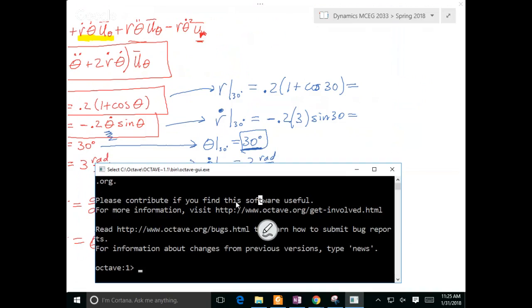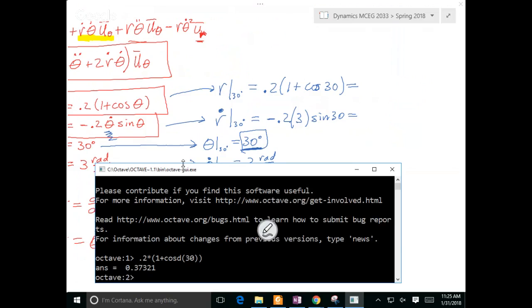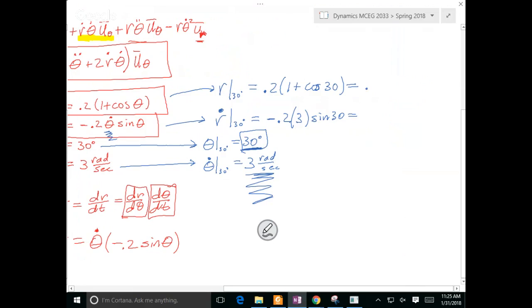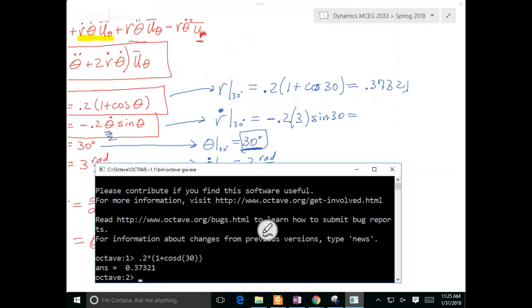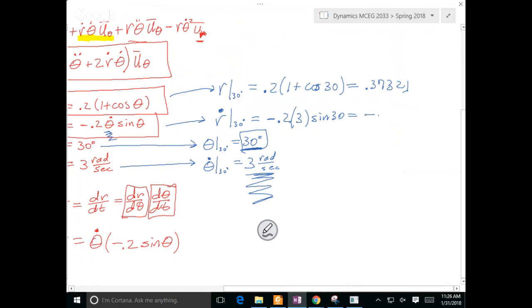So if I go with the R, 0.2 times, and then I've got to do parentheses 1 plus cosine degree of 30 in brackets, which should get me 0.37321. The other one: minus 0.2 times 3 times the sine, sine degree 30, minus 0.3.